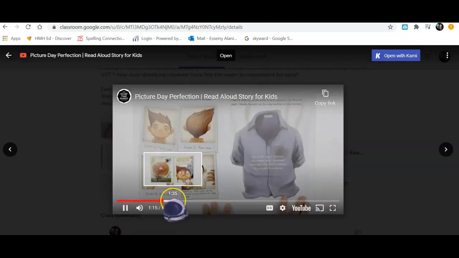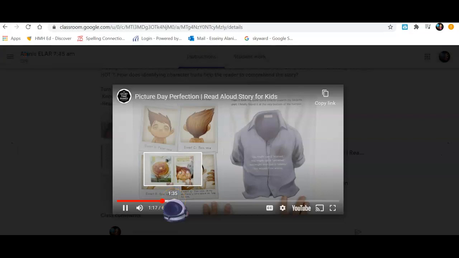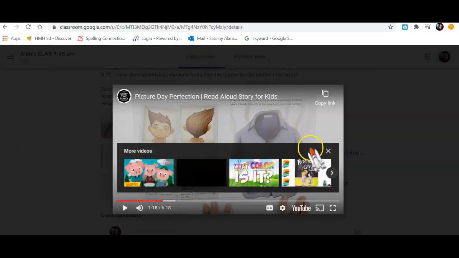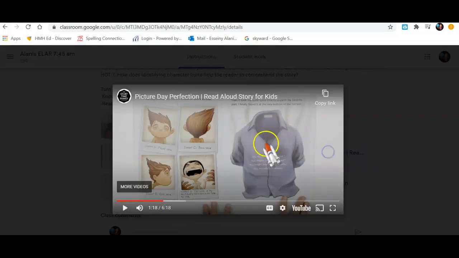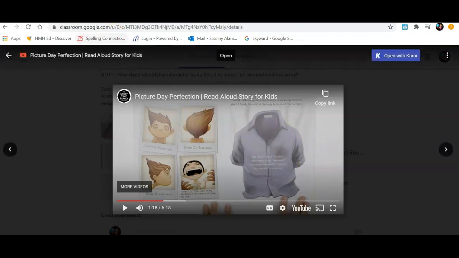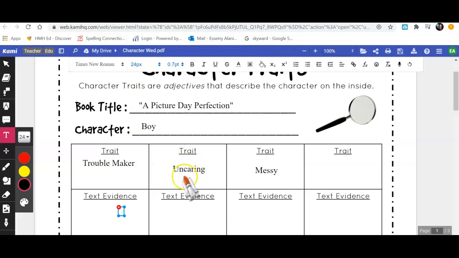"Took me quite some time to unearth my favorite shirt." I finally found it. Okay, so where it said that his shirt was dirty and he wore it, that one's talking about uncaring. He didn't care that his shirt was dirty. The text evidence, so we're just going to put gray shirt is dirty. That's what the text told us.